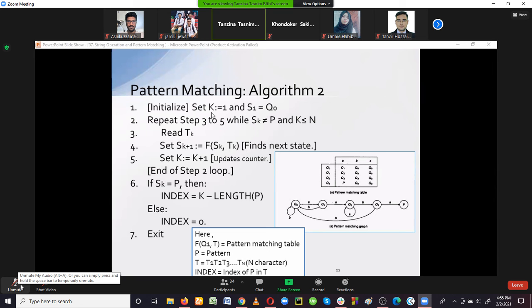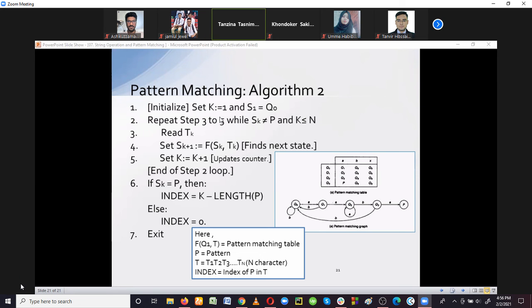So can you tell me why we use this variable k? For denoting the index, right? For denoting the position of the characters. So initially k equals to 1 and s1 equals to q0. S1 is our first state, which can be denoted as q0, right?